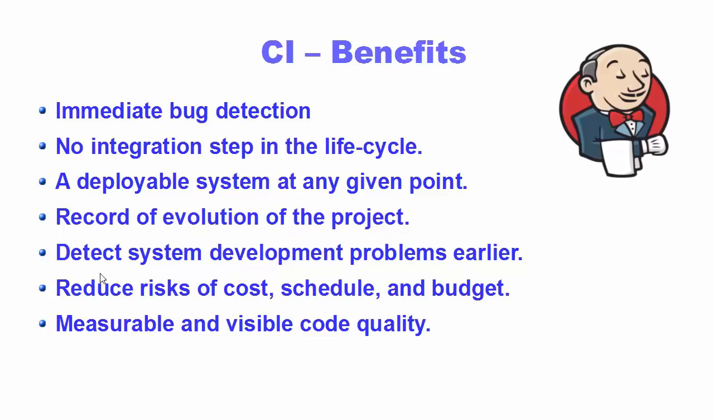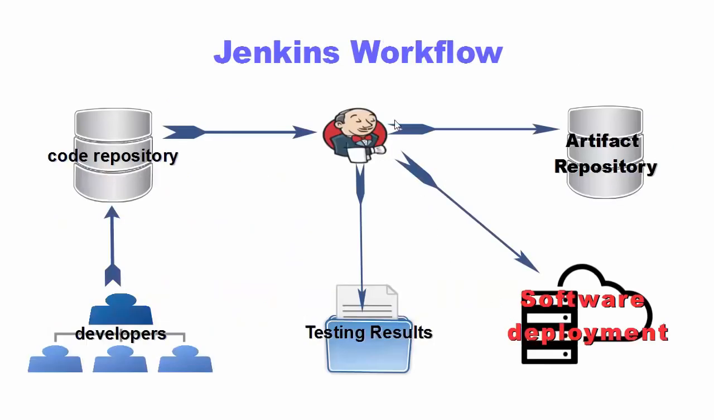As a result, you have reduced risks of cost, schedule and budget. So when you detect the problem earlier, obviously you are going to save on cost, your time and your budget. And the last but not the least is measurable and visible code quality. So using Jenkins or any other CI system, you will be able to visibly see the code quality of your project. Now let's see, using some picture, how does it all happen.